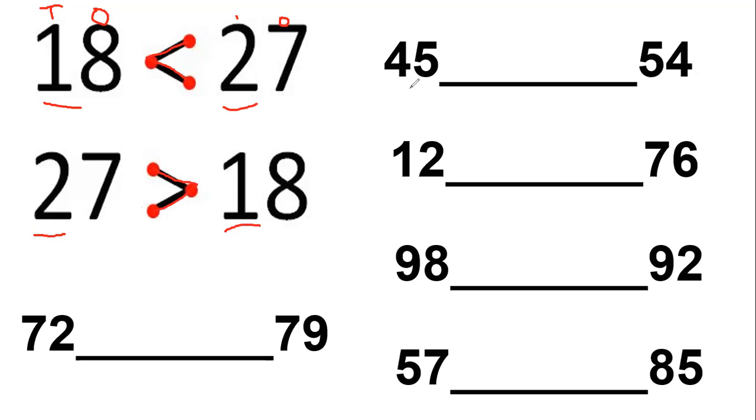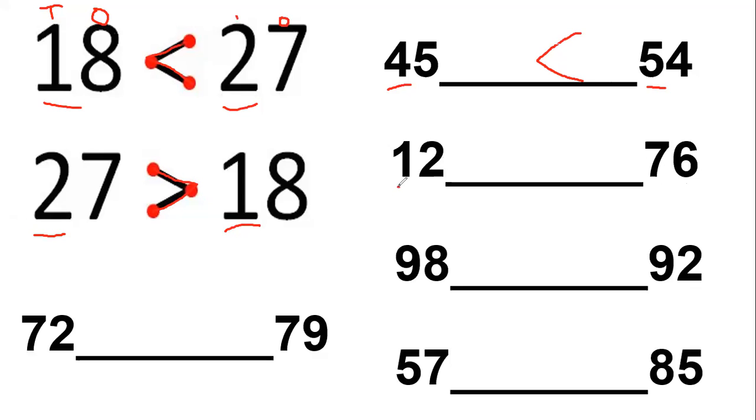We have 45 and 54. Again, I'm going to take the first number, 4 and 5. So, which is greater, 4 or 5? Which is more, 4 or 5? Yes, so 5 is more. So, I'll put the crocodile mouth open to the number 5. That is the greater number or the bigger number. So, the mouth is open to the greater number.